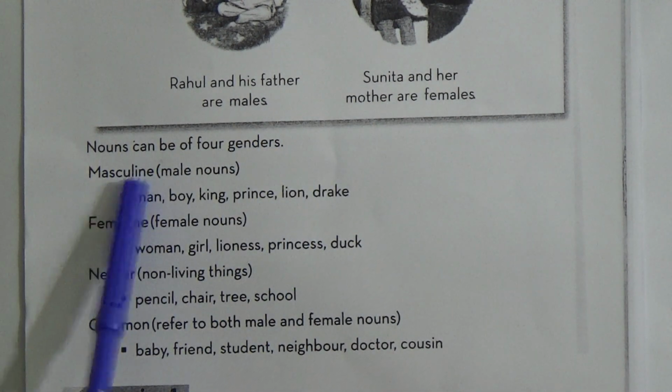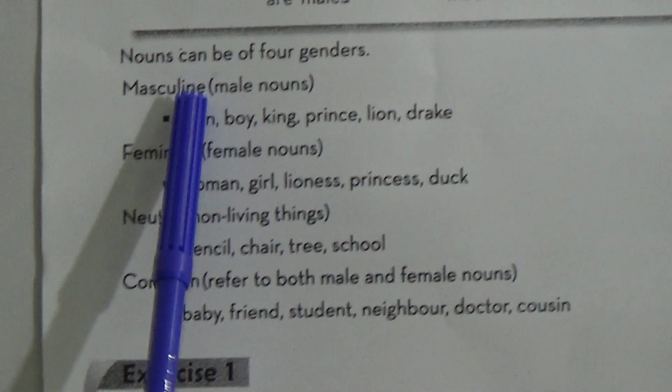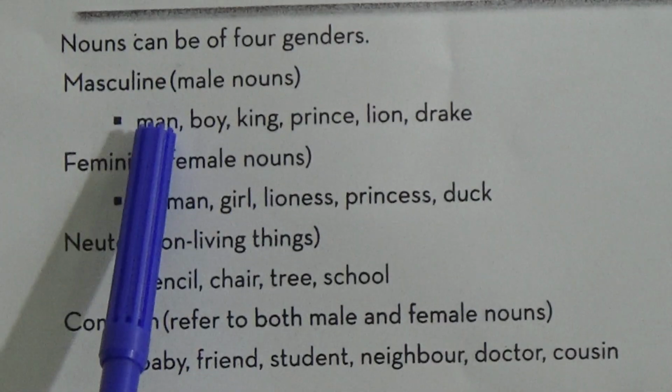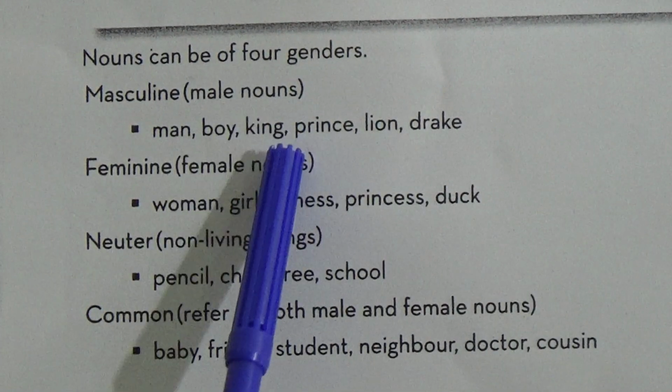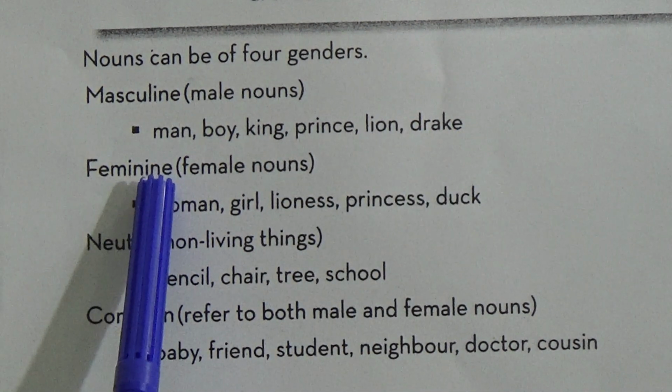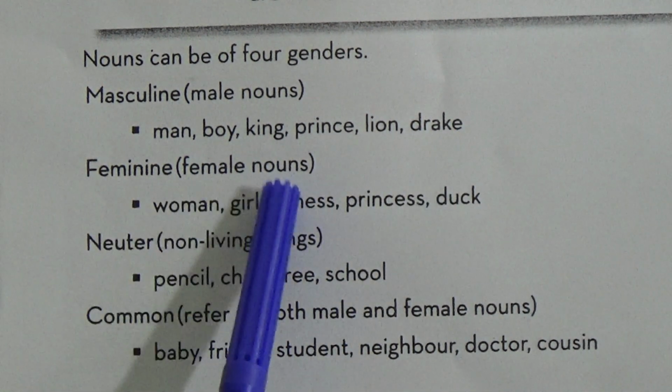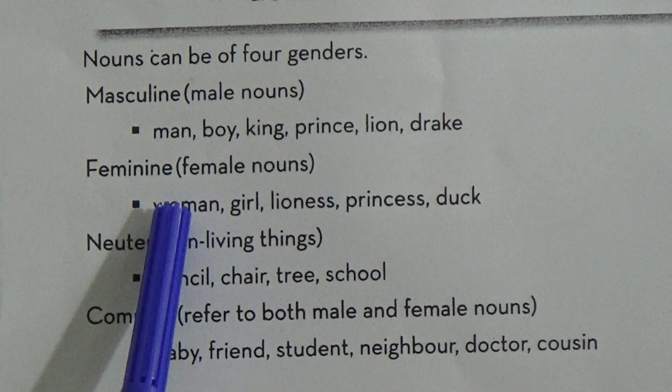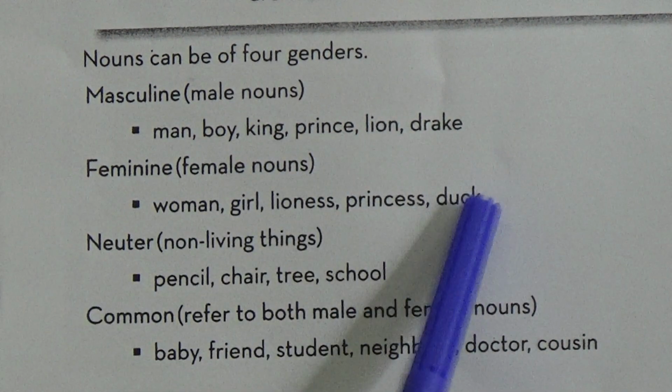One is masculine. Masculine refers to male nouns. For example, man, boy, king, prince, lion, drake. Feminine gender refers to female nouns: woman, girl, lioness, princess, duck.